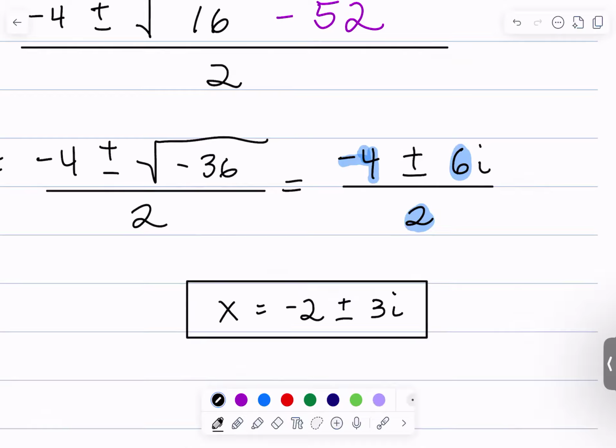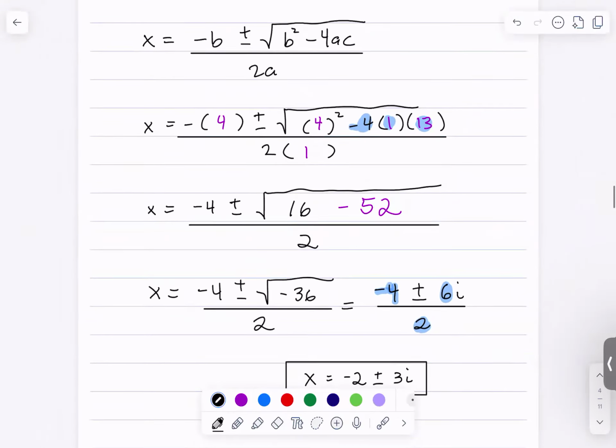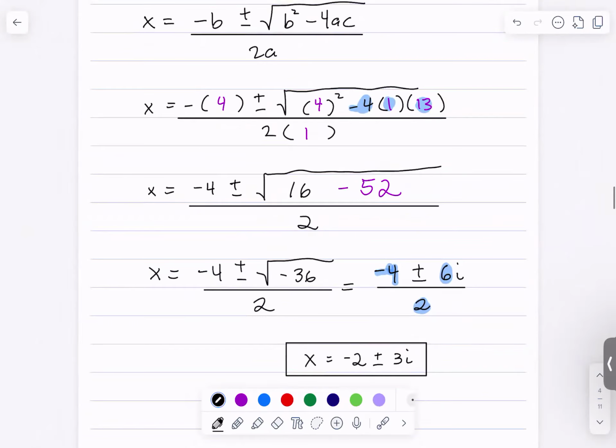Okay, so that is the quadratic formula. And try and be as systematic as possible.